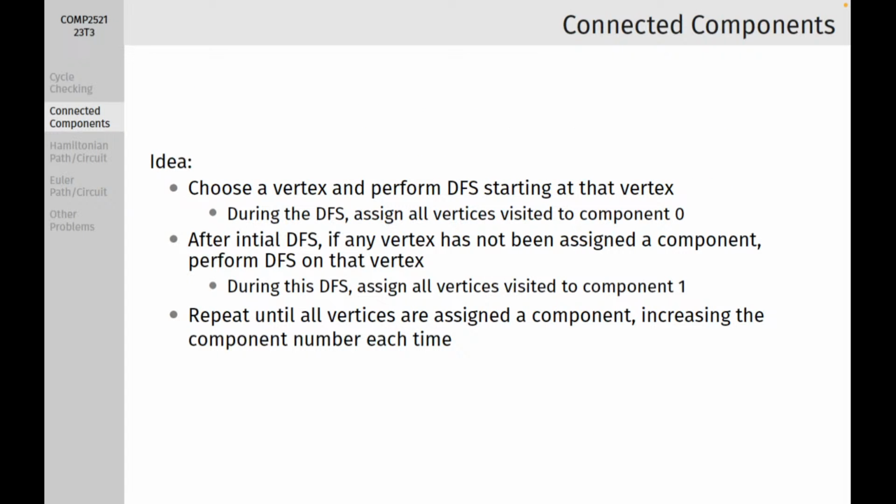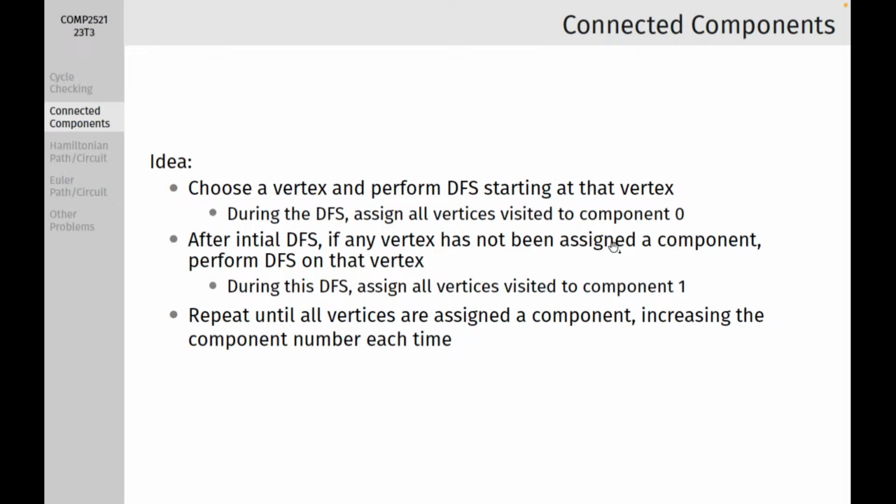So how do we do this? Well, we can use DFS again. Let's choose a vertex. Usually we just choose vertex 0 to start at and perform DFS starting at that vertex. During DFS, that DFS is going to visit all the vertices in the same connected component as where we started. So what we'll do is assign all of the vertices visited to component 0. We'll put a 0 at the indexes corresponding to all the vertices in that component.